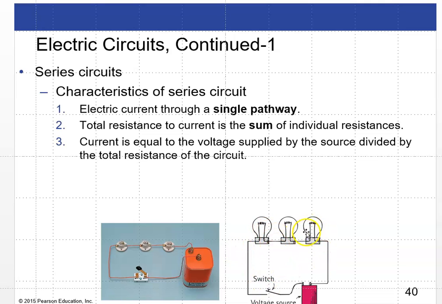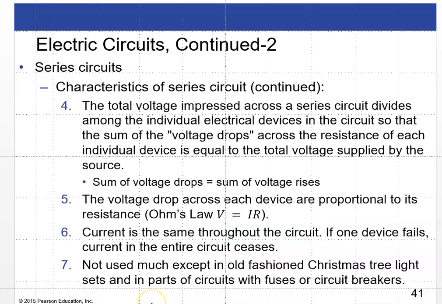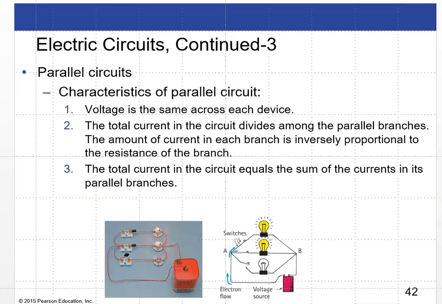If something breaks the circuit, if one of these bulbs burns out, the whole thing stops. It's the old-fashioned Christmas tree lights. Remember them? Yeah, they're not much in use anymore because they're frankly a pain in the butt. But they also use series circuits in parts of circuits with fuses or circuit breakers, because the fuse or circuit breaker sees all the current in that part of the circuit and can shut off all the current at one time for safety. Now, parallel circuits are a lot more common.